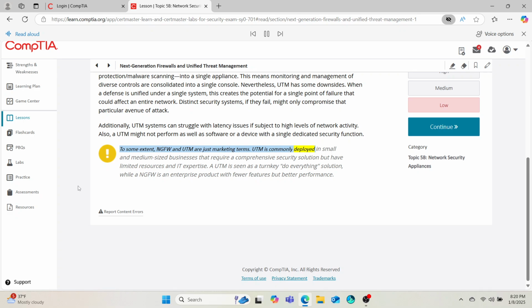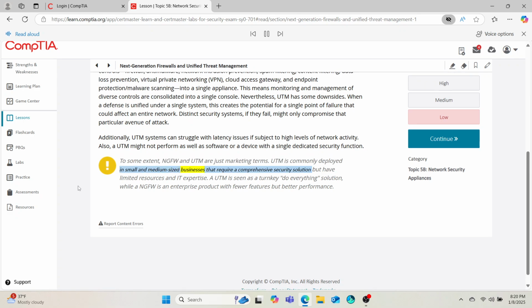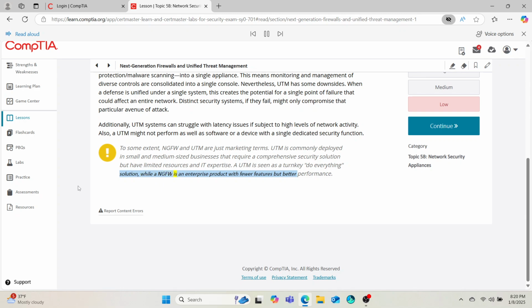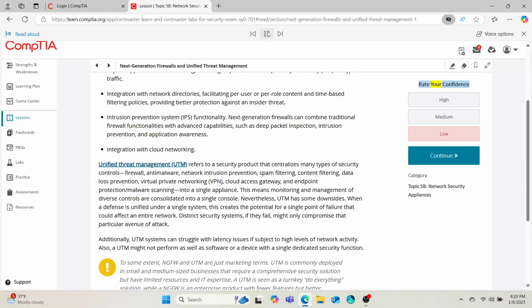UTM is commonly deployed in small and medium-sized businesses that require a comprehensive security solution but have limited resources and IT expertise. A UTM is seen as a turnkey, do-everything solution, while a NGFW is an enterprise product with fewer features but better performance.